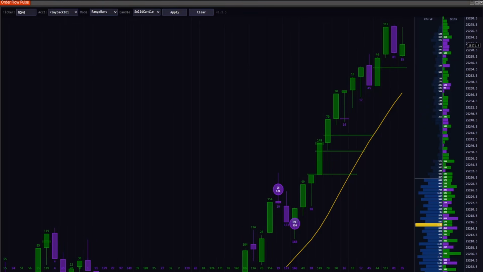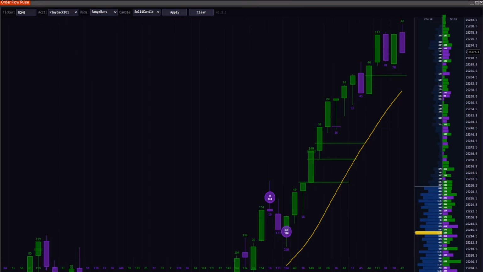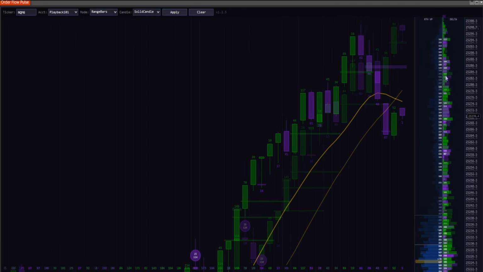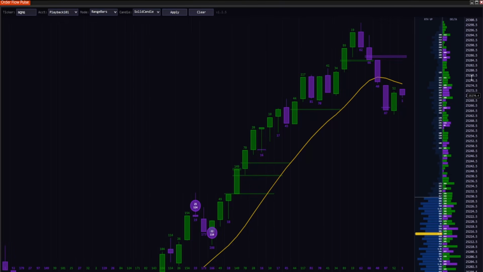Or you can wait until you start closing below the moving average right here. You started seeing a shift in the momentum. Right up in here, you saw a sell imbalance, 4 times more sellers than buyers. So let's say you go ahead and get out at that area right there.